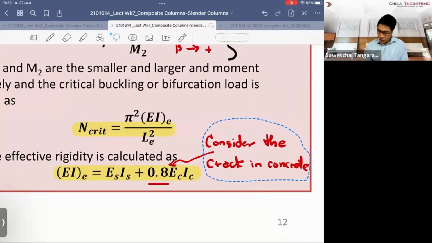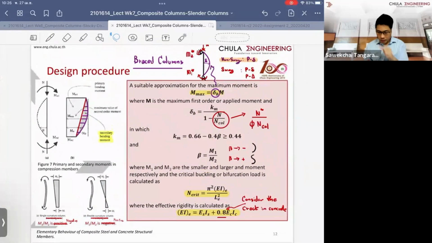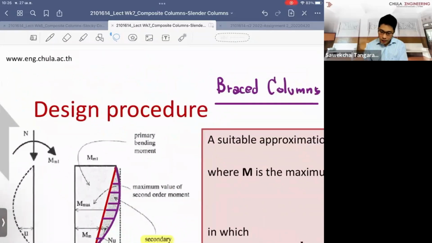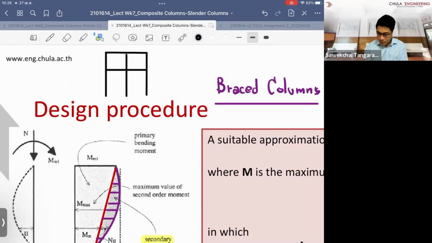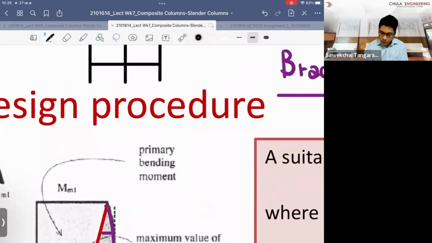So the value of how much you should adjust for the cracks depends. Let me talk about this. I believe most of you may not have designed a building as yet, right? But in reality, let me discuss this, because if you start to do the work, this will be the question that you will be asked.